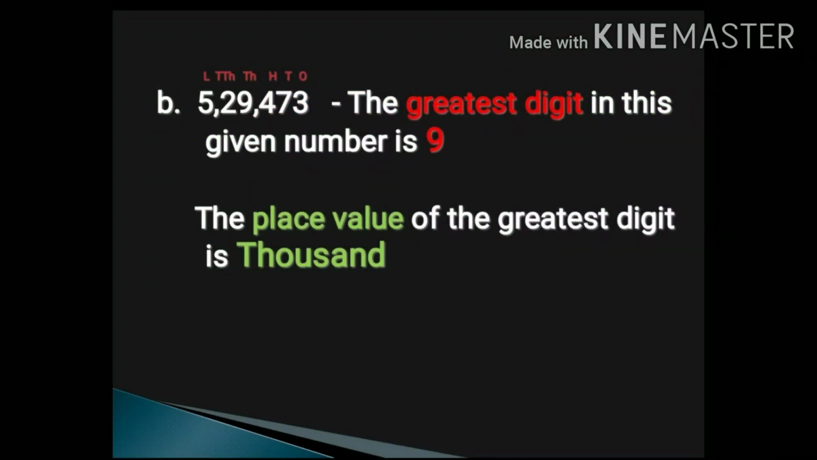We'll do one more sum. The number is 5,29,473. As usual, write the place value on the top of each number. The greatest digit in this given number is 9 and the place value of 9 is 1000.